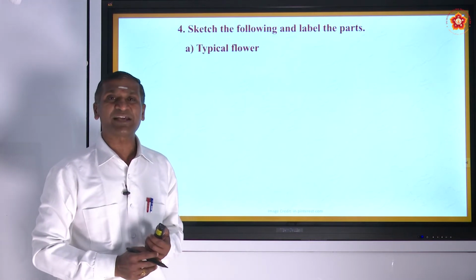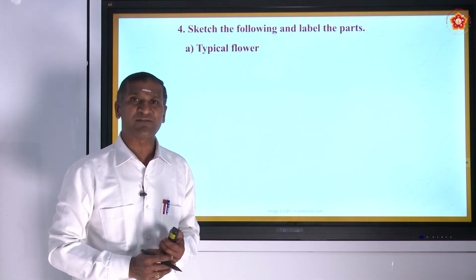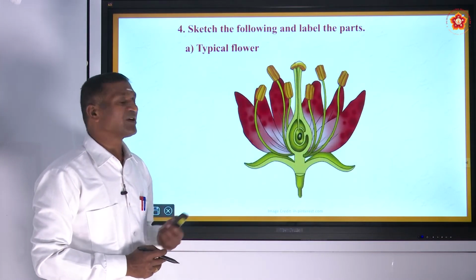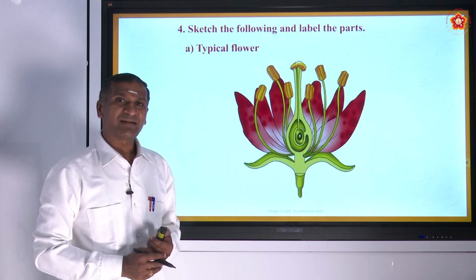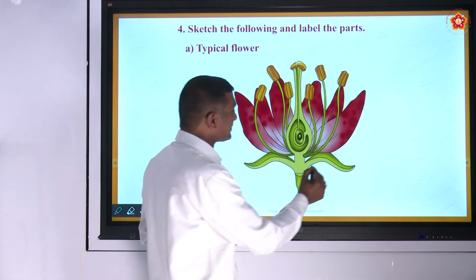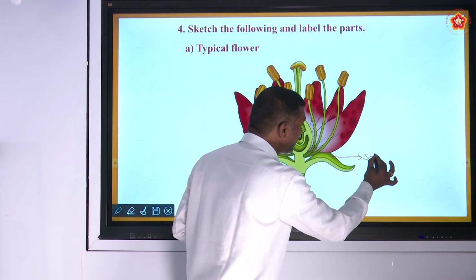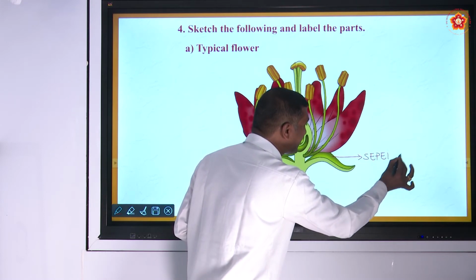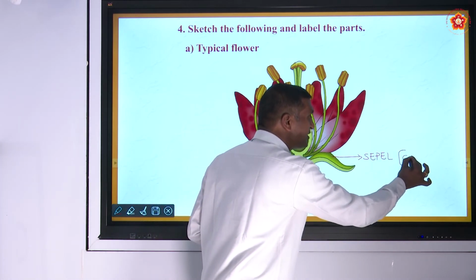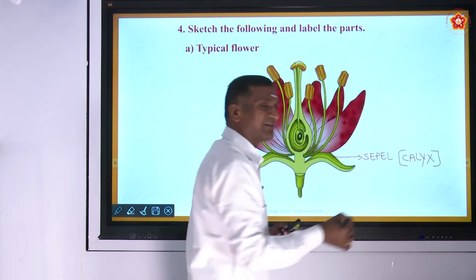First one, a typical flower, where a typical flower symbolizes the bisexual flower with all the 4 whorls. So you can observe the flower diagram which we had already practiced in our earlier class, just labeling the parts. Label all the parts in capital letters. Sepal, where the collection of sepals is called, very perfect answer Mr. Sarthak, you are telling it is calyx, correct.